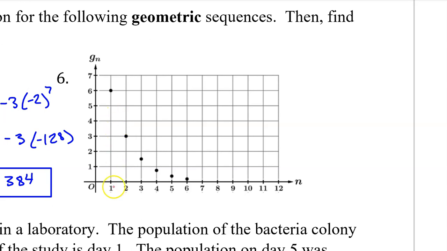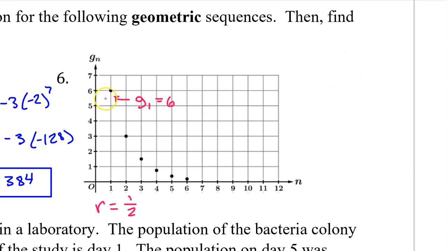Number 6, they gave us a graph. We can perceive the common ratio by dividing the value of each term by the previous term. So 3 divided by 6 is 1/2. So that's the common ratio. We could also do 1.5 divided by 3. Yep, this is also 1/2.